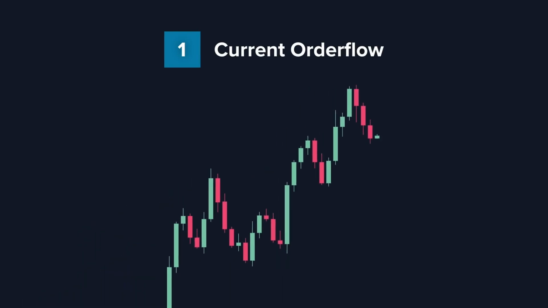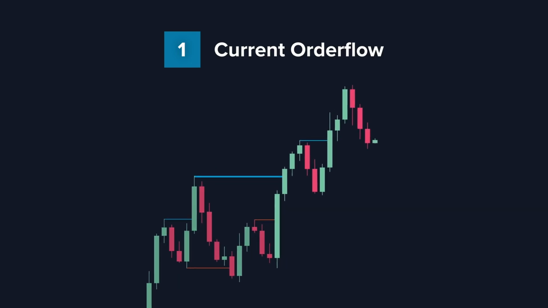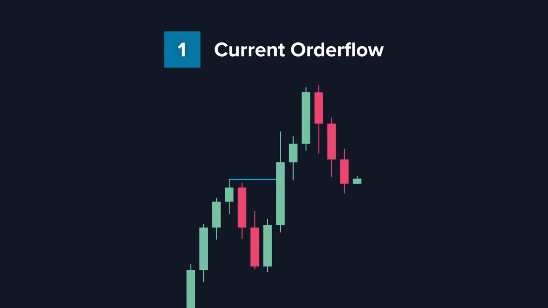So let's go through this process now. Starting with the first step, the method for how we can find the current order flow of the price action is very simple. All we need to do is go through the previous moves of the chart and mark every break of structure and change of character that formed, because this will tell us which direction the market is currently trending. And for this example, we can see that the market is currently bullish, with the most recent move creating a bullish break of structure, which suggests we should be looking for long entries to align with the current uptrend.